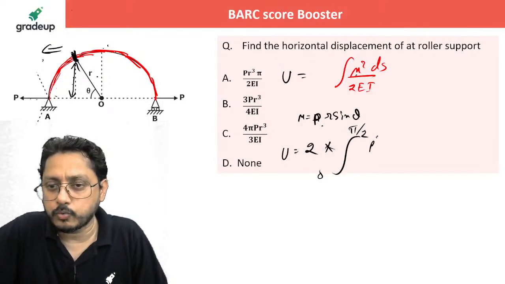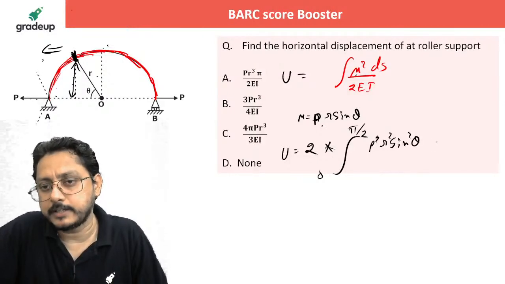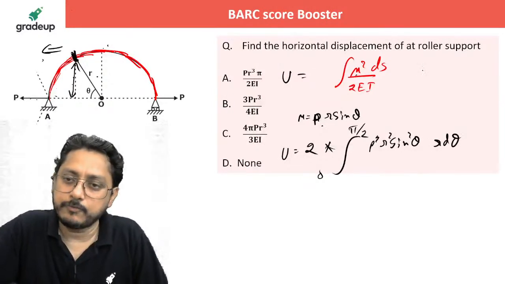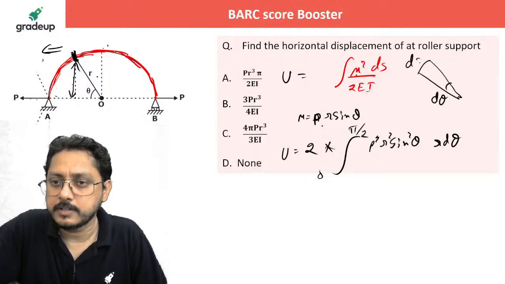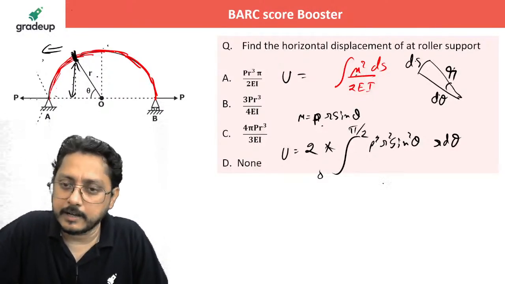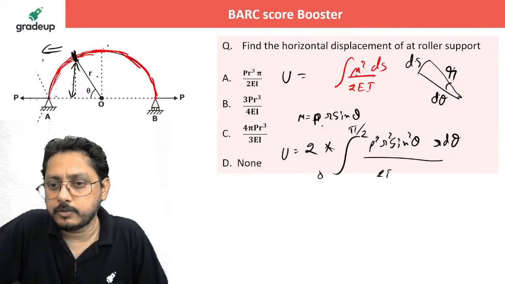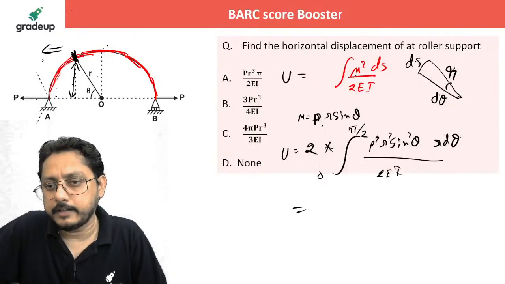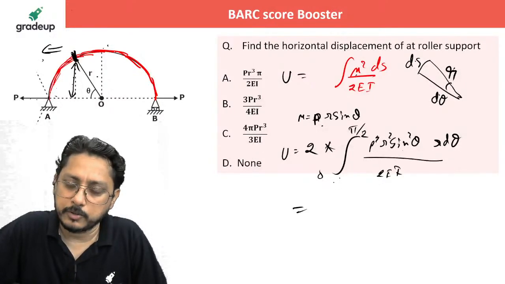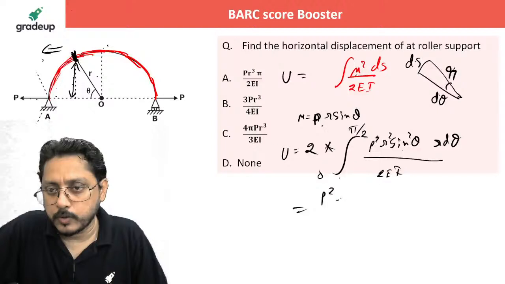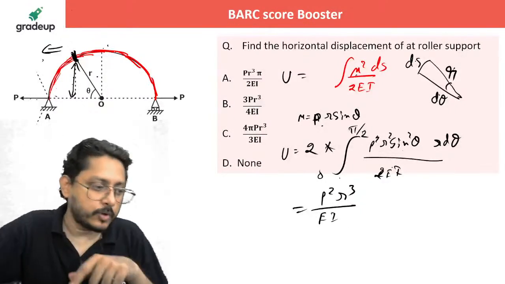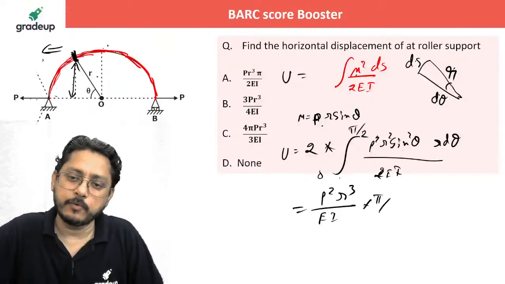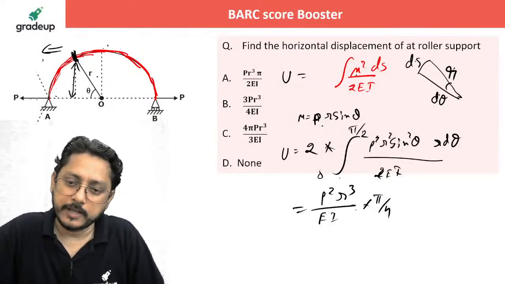So M square means P square R square sine square theta. ds is nothing but R d theta for any arc. You know that, right? So ds is R d theta divided by 2EI. This 2 will get cancelled, and sine square theta integrated from 0 to pi by 2. So what you will get exactly here is P square R cube by EI, common, times sine square theta. If you integrate from 0 to pi by 2, you will get pi by 4. That is P square R cube pi by 4EI, which is the strain energy.